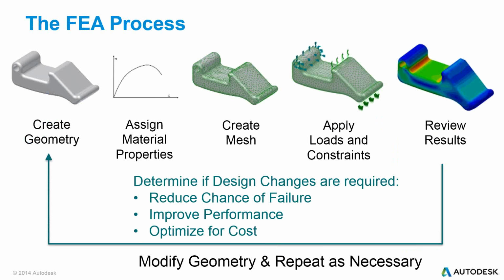The FEA process itself is pretty well outlined here. You create your geometry, assign material properties to it, create a mesh on that design. On that mesh, you apply your loads and your constraints. Here, the classic physical forces. And then take a look at your results. And my guess is those are stress results, looking at how it was constrained and how it was loaded. That's a pretty good bet. And then, really the important thing there is use that information to go back and improve your design.